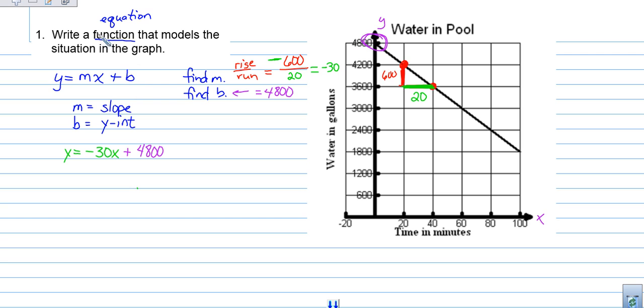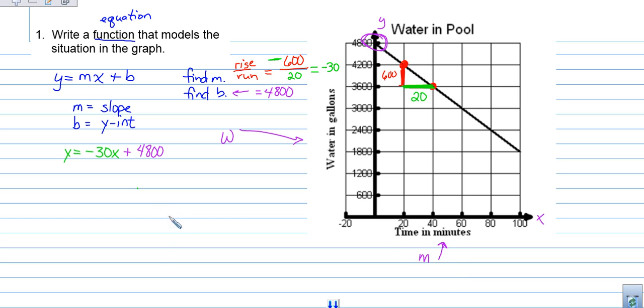Now, that's fine like that. But it says write a function. There's special notation for function. And technically, on this graph, there are no x's and there are no y's because this is real life stuff. So, what are our y's talking about? It's talking about water. So maybe use W to represent water. This is talking about time, time in minutes. Maybe you could use M or T in this case. I used M in the example in class the other day, so I'm going to use M today.